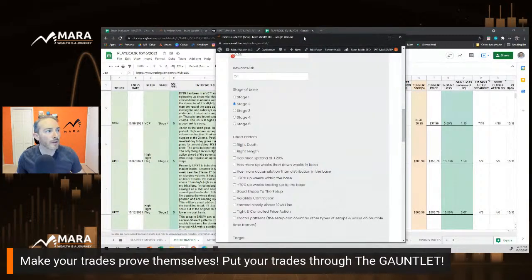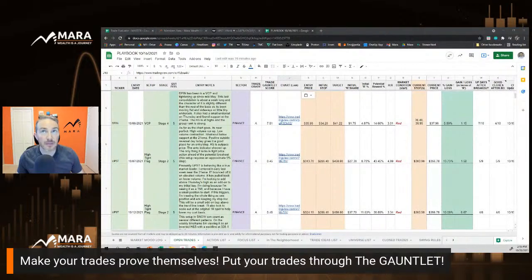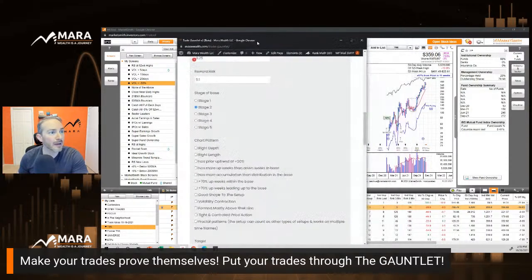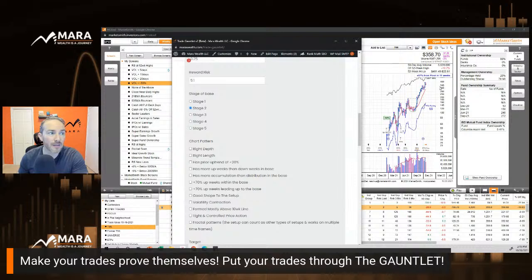And then what I would do is go through the pattern itself to see how good of a pattern it is. Does it have the right depth, right? So for a high tight flag, the pole part of it should be about a 100% move. It could be a little bit less, it could be a little bit more, but somewhere in that range of 100% move over 8 weeks. And then the flag part should be no more than 5 weeks. It could be less. In this case, you see that it's only 3 weeks. And it should be no more than about 20 to 25% deep. It met all of that. And it did have a prior run in here of more than 20% before that. Absolutely more up weeks than down weeks in the base. Has more accumulation than distribution in the base.